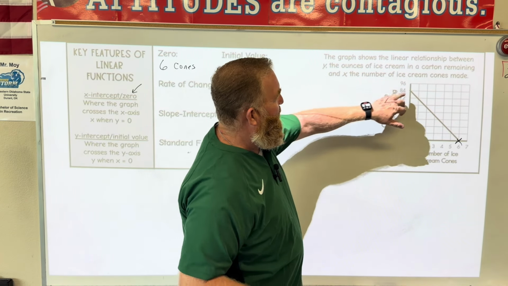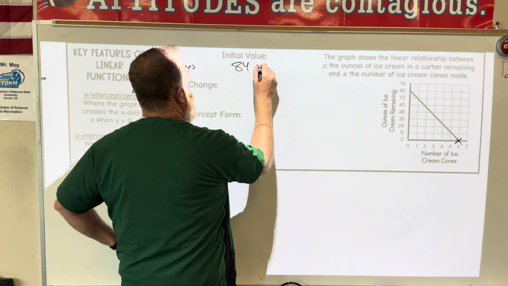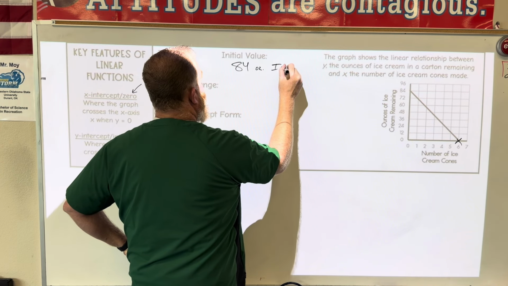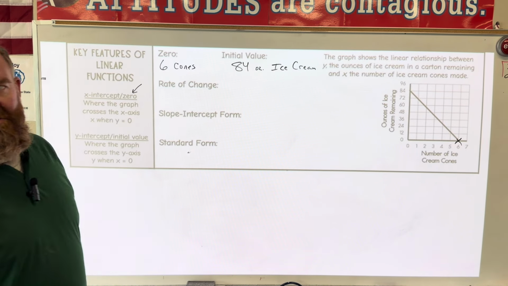All right, here we go. So my initial value, we're going to start with 84 ounces of ice cream. 84 ounces of ice cream. Ice cream. I scream, you scream. We all scream for ice cream.